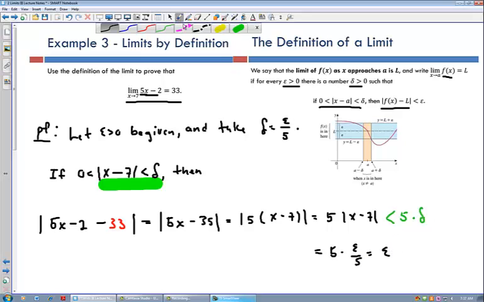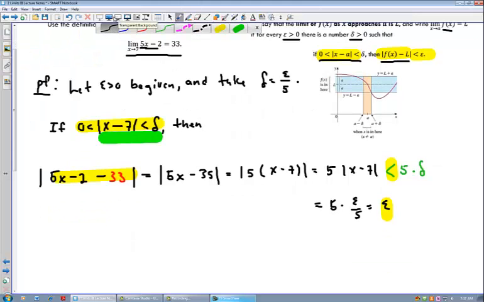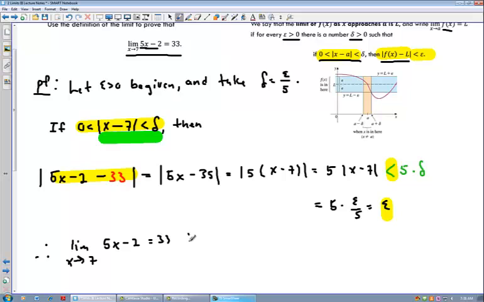So therefore, what have I just shown? I've shown if I have this, then there's this. Is it less than that? Where's the less than sign? Here's a less than sign. It's less than that. And so I can conclude, so let's make the conclusion. Therefore, the limit as x goes to 7 of 5x minus 2 is equal to 33 by definition, right? By the definition of the limit. But we can just say by definition, the limit's implied.